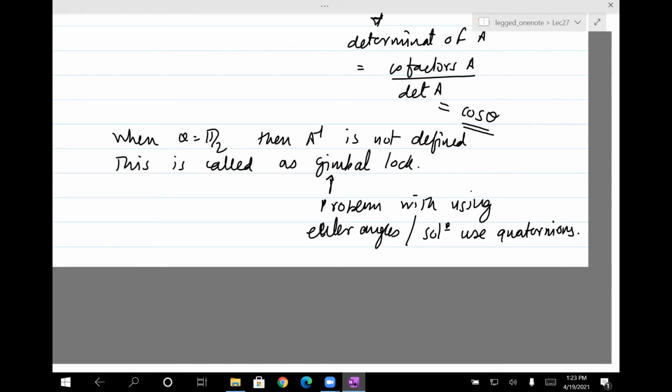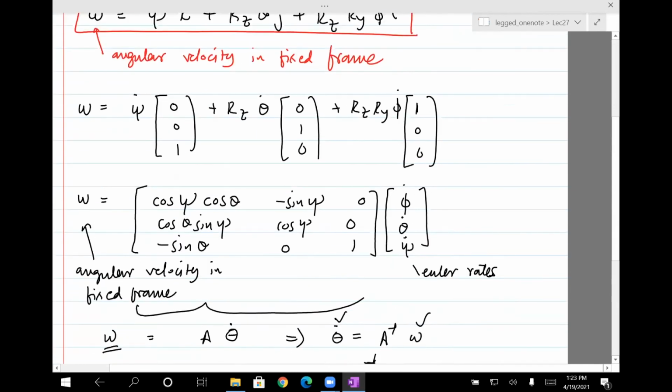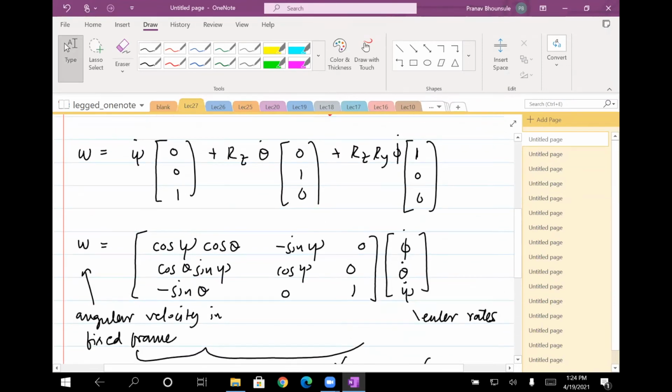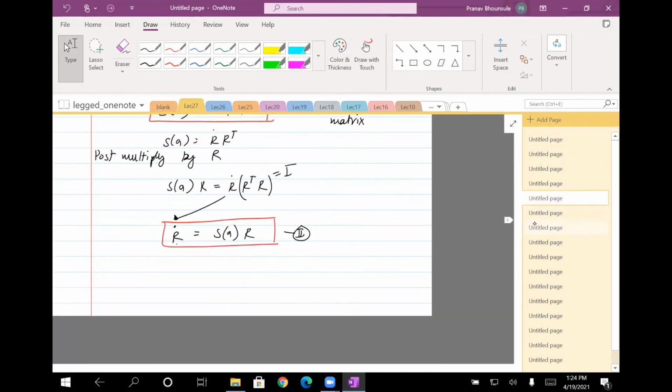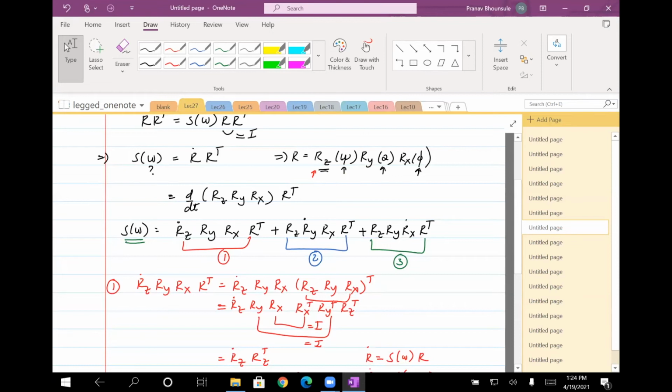Now, there are some things I want to point out. We found angular speed in the fixed frame, that's omega. We can also find the angular velocity in the body frame, which is another important thing we should know. The other thing is that I have unnecessarily complicated this derivation. I took these derivatives, there were three expressions, and I needed to simplify all of them to get the final value for S of omega.